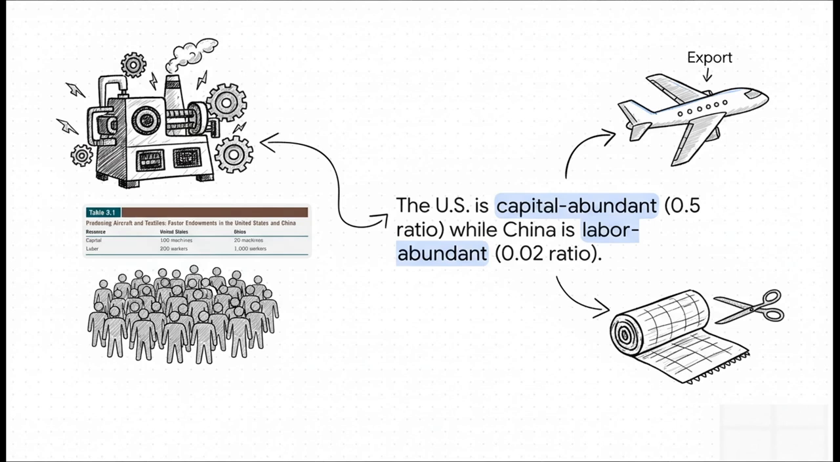And this is where that theory gets real. Just look at these numbers. For every worker, the US has way more capital, we're talking machinery, factories, all that stuff, than China does. So we'd say the US is capital abundant, while China is labor abundant. And just like the theory predicts, the US sells capital-heavy things like airplanes, and China sells labor-heavy things like clothes.